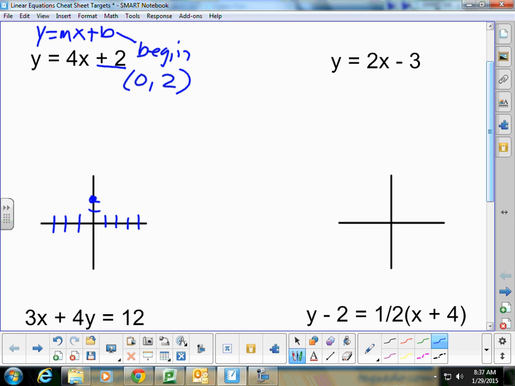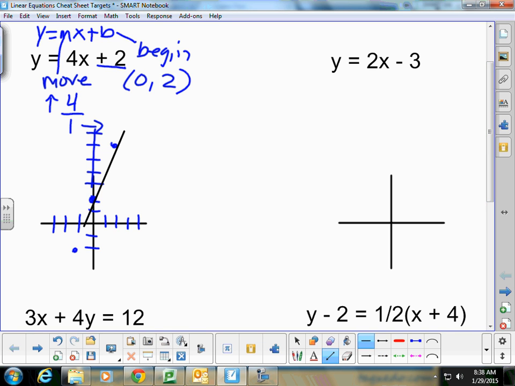What I'm then going to do is use my m for move, my slope. My slope happens to be 4, or 4 over 1. It's rise over run, not run over rise. So I'm going to go up 4 over 1 from that point. My graph's a little bit small. So I'm going to go up 4, 1, 2, 3, 4, over 1. In reverse, I can go down 4, 1, 2, 3, 4, and over 1. And then I would connect and extend my line.